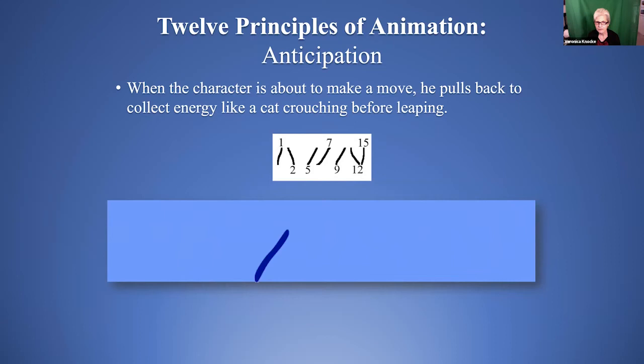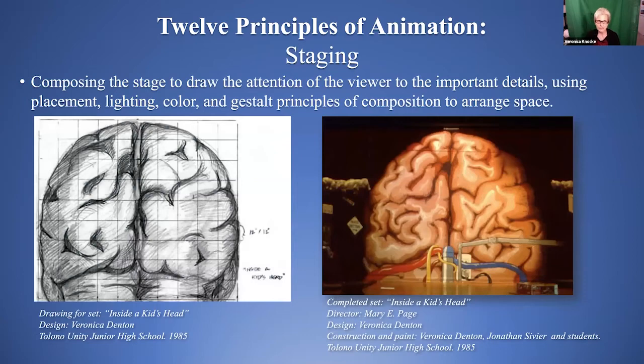And there's the list of different keyframes at the top. You can see we used to do this as a tutorial also. So staging, composing the stage to draw the attention of the viewer to the important details using placement, lighting, color, and gestalt principles of composition to arrange space. And here's the actual drawing I used to design the back wall of the stage for inside a kid's head, and then the actual brain painted on the stage that was used in the play.